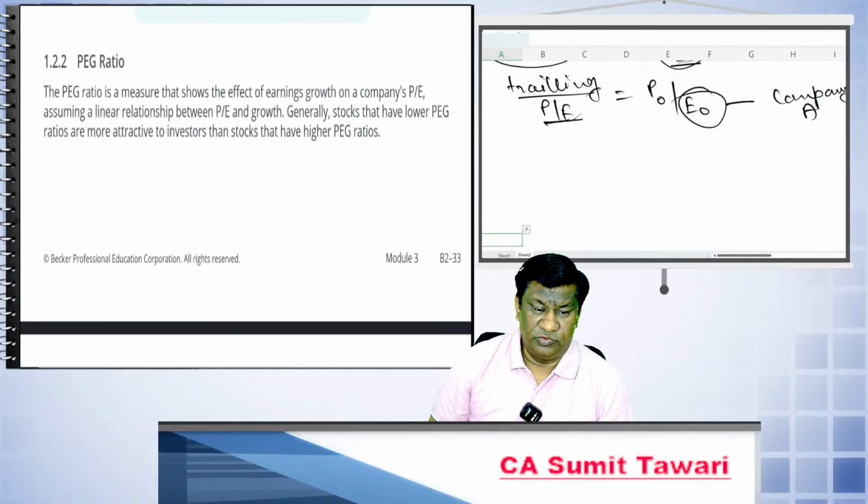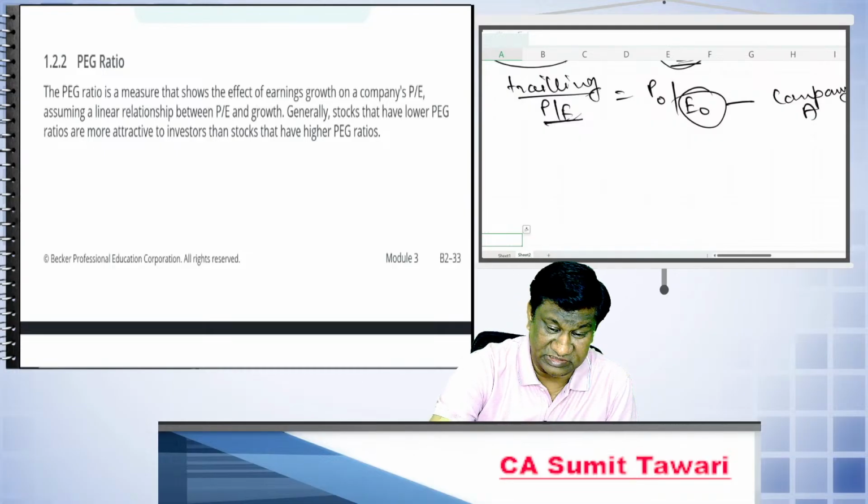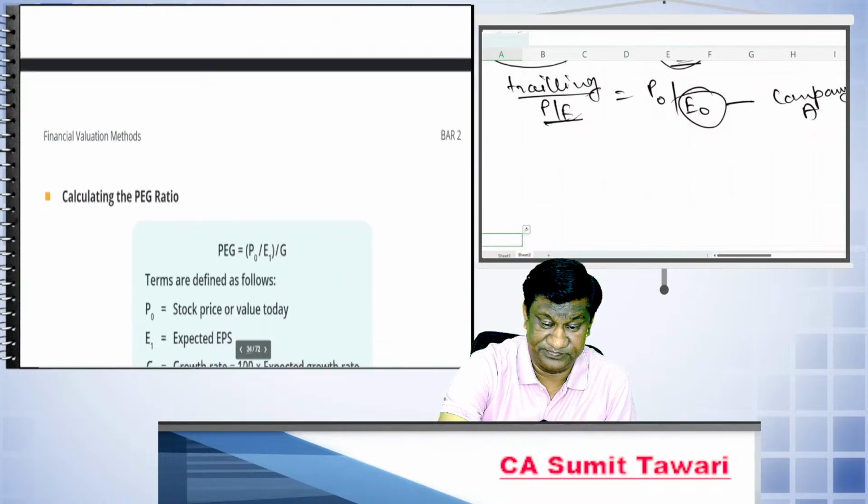No. So the PEG ratio is a measure that shows the effect of earning growth on a company's PE, assuming a linear relationship between PE and growth. It is just like a growth model we are using. Generally, stocks that have a lower PEG ratio are more attractive to investors than stocks that have a higher PEG ratio.